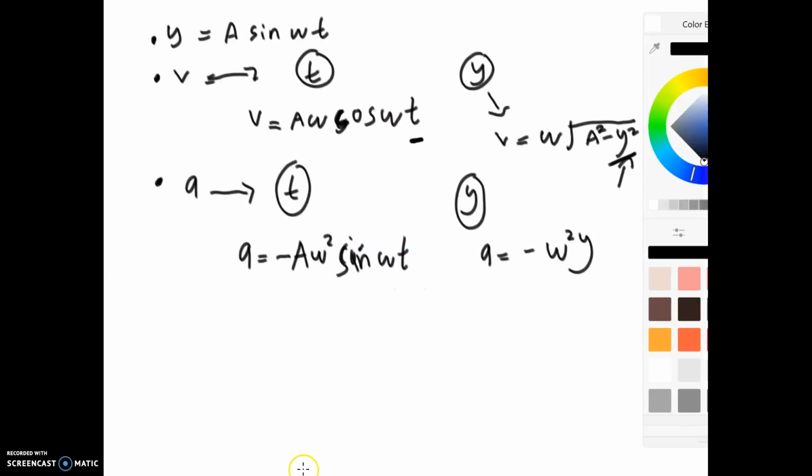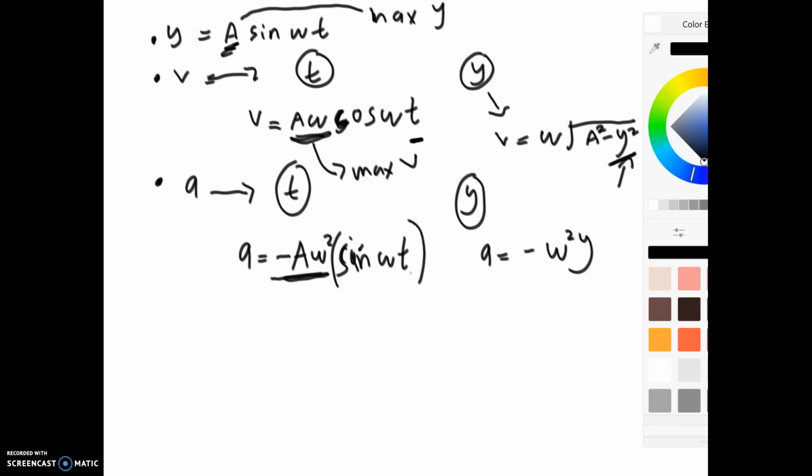If we look at these equations, A is the amplitude, which is the maximum displacement. The constant before the function, A omega, is the maximum velocity, and the negative A omega squared before the sine function is the maximum acceleration, meaning a max is equal to A omega squared. Understand?